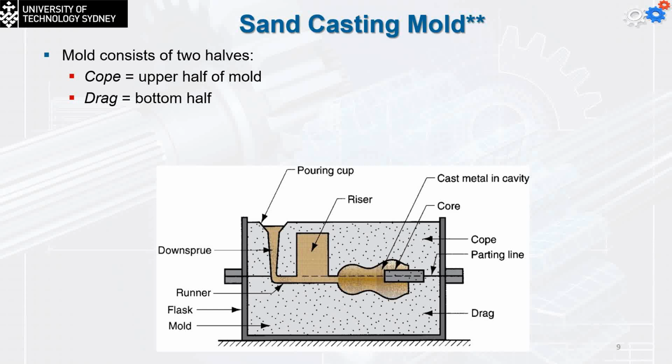Okay, so the flask contains the mold. The mold consists of two parts, the cope and the drag. Parting line in the middle. This contains the cavity, the core if required. To send the metal to the cavity, I need a runner, which is going to be horizontal. The vertical one is called the downsprue, and it's going to need the flask at the top, which is the pouring cup. Now we have something called the riser here.